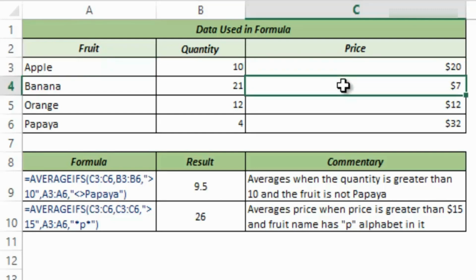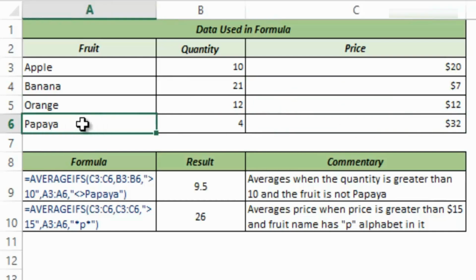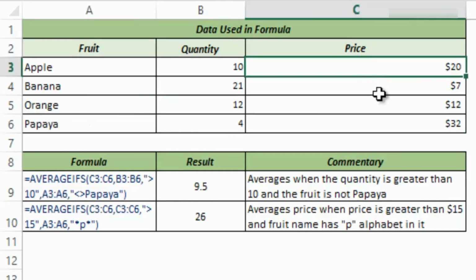The second condition is not true because this is less than 15. The third is again not true, and the fourth is true because this is greater than 32, and the second condition is also met, that the fruit name has alphabet P in it. So only these two, which is C3 and C6, only these two values are taken into consideration for the average function, and when it averages it is 52 by 2, which comes out to be 26. So this is how the AVERAGEIFS function works in Excel.